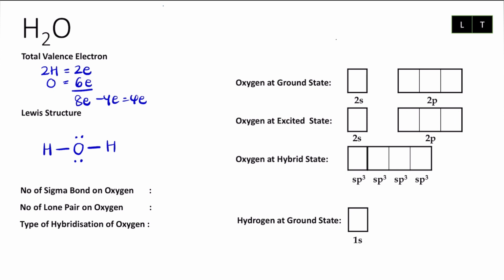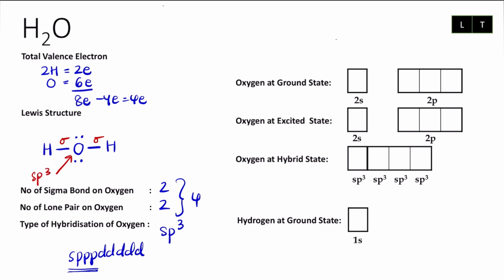So, saya akan label dulu sigma bond saya. Di sini, saya ada 1 dan 1 sigma bond. So, kalau lihat total sigma bond on oxygen, kita ada 2. So, I'm going to put 2. And then number of lone pair, you can see that on oxygen, we have 2. So, the total will be 4. And right now, as I mentioned before, kita ada S, P, P, P, D, D. So, bila 4, kita akan guna sampai SPPP sahaja. So, dia akan jadi sp3. And then, saya akan label lah dekat sini. Ini adalah sp3 untuk oksigen. Next, kita akan show the hybridization process di mana you have to show oxygen at ground state, at excited state, and hybrid state.